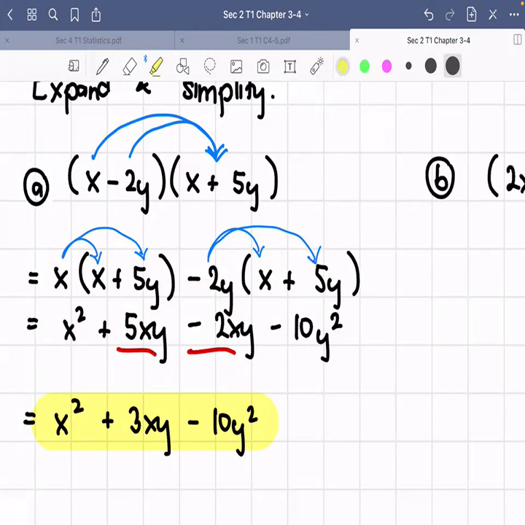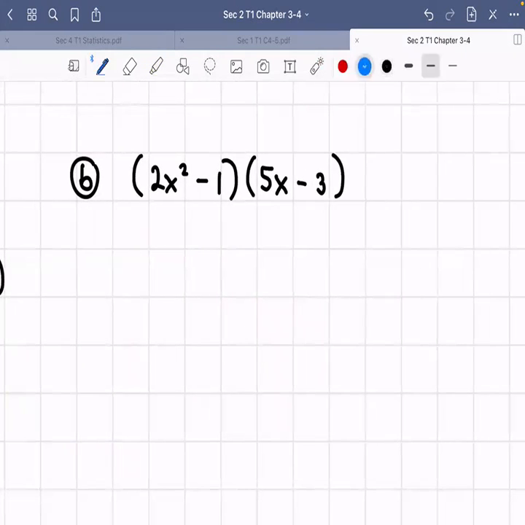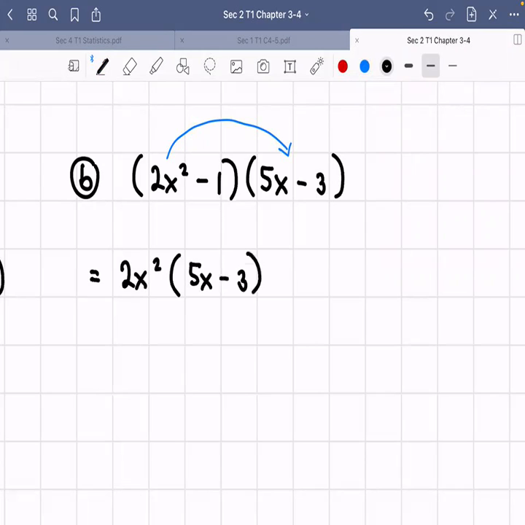Okay, let's go to letter B. Letter B is similar to what we did in letter A. This is just another question. So 2x squared times 5x minus 3 equals 2x squared times 5x minus 3, and then negative 1 times the same thing, negative 1 times again 5x minus 3. If you want to write the 1, it's fine, but in algebra, we don't write the 1. So let's just write this negative sign outside.